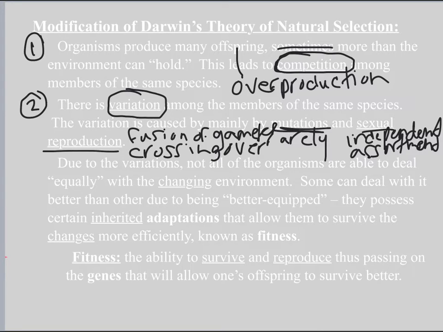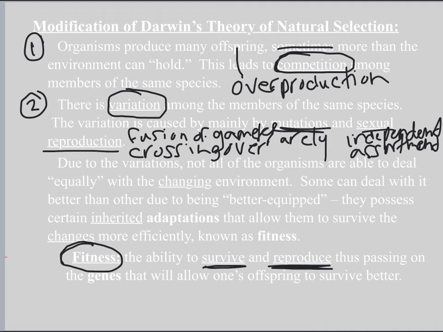Now, because of those variations, some organisms might be better able to survive in a particular environment than others. It's called a reproductive advantage or an adaptive advantage. So some of them are better equipped to deal with their environments than others, which means they are going to adapt to those changes more efficiently. They are going to be able to survive and reproduce, which passes on their genes, which means that their particular variations are going to be passed on. So it's increasing something called fitness.